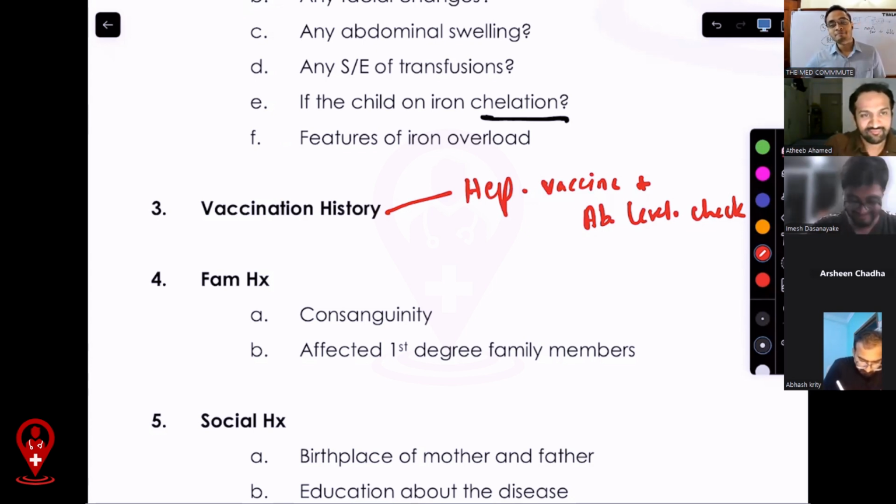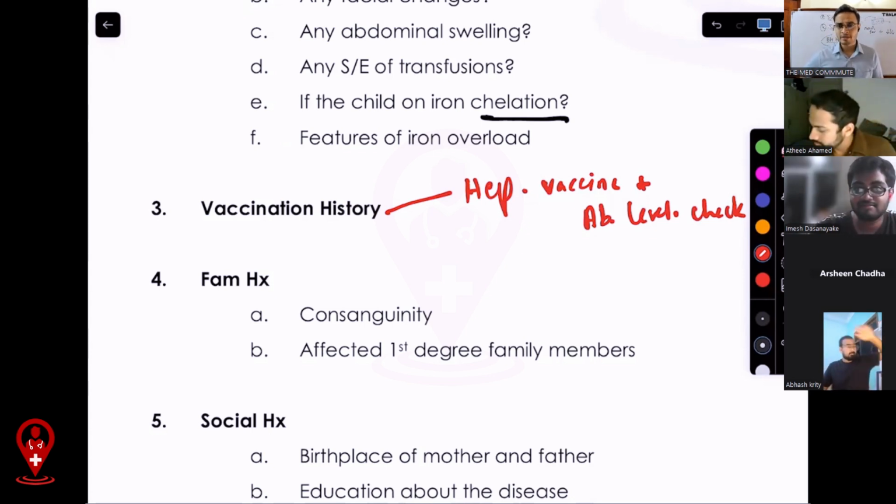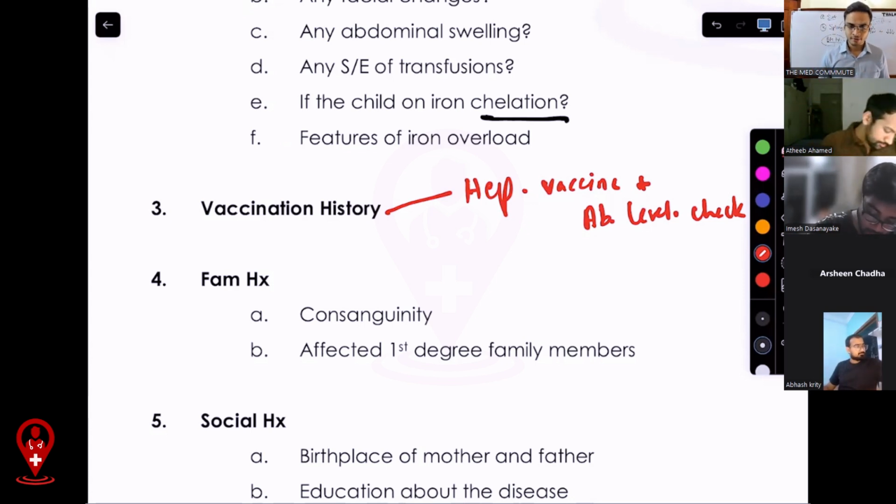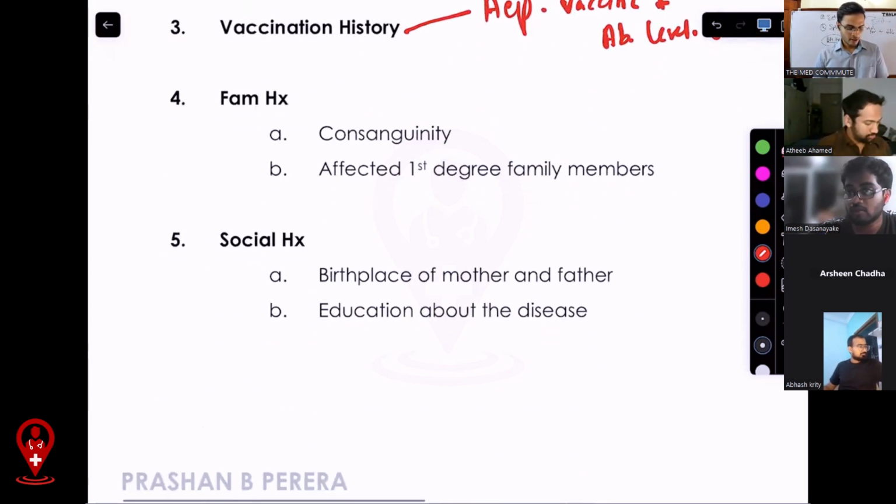Anyway, then any affected first degree family members. Yes, you can ask about any siblings. Does this child have any other siblings? And is the sibling also having similar manifestations? So maybe the sibling also has, because we did the cross, we saw the chances, that the next child can also be having it.